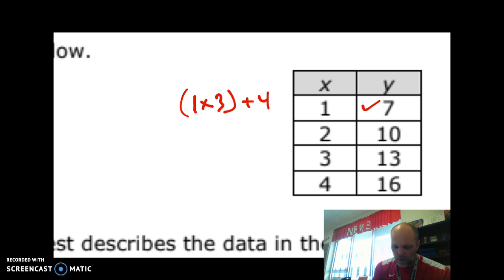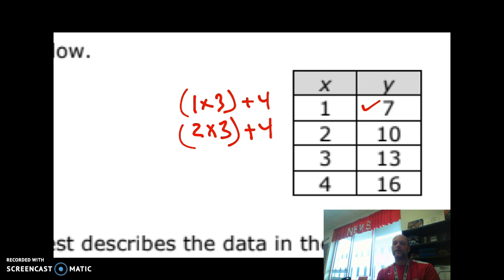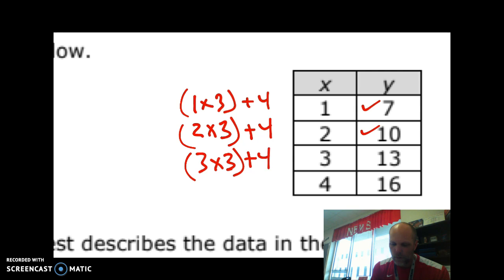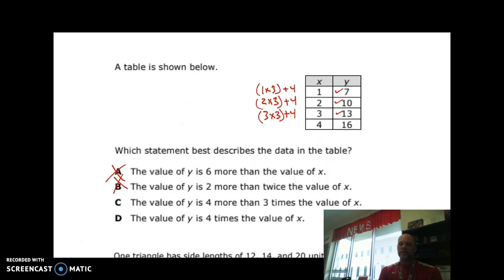And then the next one would be 2 times 3, and then 4 more than that. Well, 2 times 3 is 6, plus 4 is 10. Let's try one more just to make sure. So 4 more than 3 times the number. So we have to do 3 times 3 plus 4. 4 more than that. 9 plus 4 is 13. I'm thinking it's C. It's probably C.